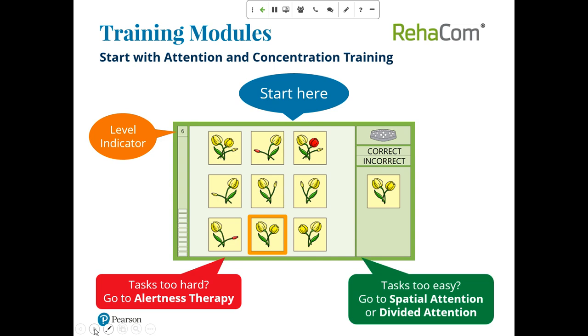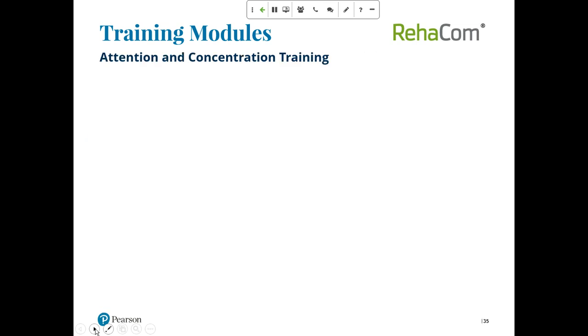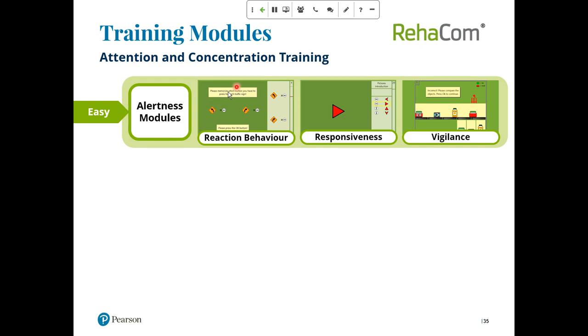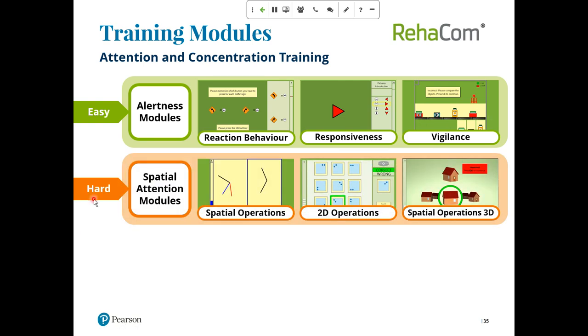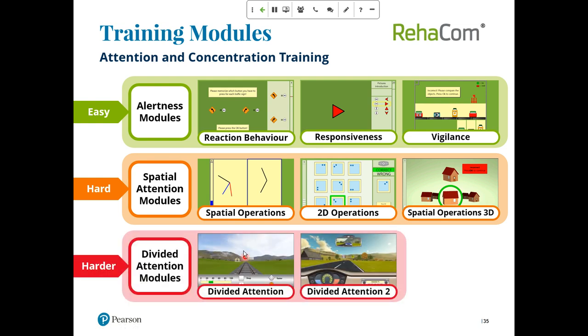But you can also stay with this and see if the patient can get 100% correct. So you can escape to change the level of difficulty. It's up to you. You're the clinician. You decide. Now, for the easier modules, there are some that look at reaction behavior. Do you respond? Can you keep your mind on what you're supposed to be doing as these are moving along? Then you can look at spatial attention for spatial operations, two-dimensional operations, and three-dimensional operations. And then the more challenging ones are here: driving a train and driving a car.